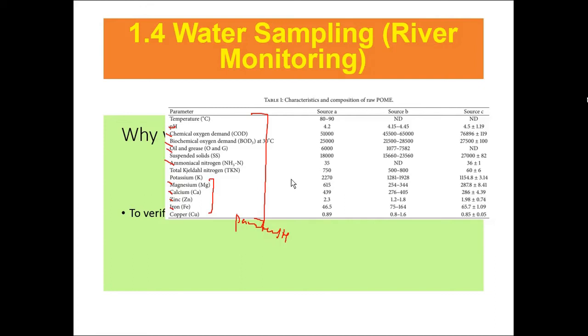For the river, you can directly measure using the standard. If the palm oil effluent has its own standard, you need to follow that standard, and in that standard, see what parameters you need to measure. This is the first thing: you must know the type of the water sampling.